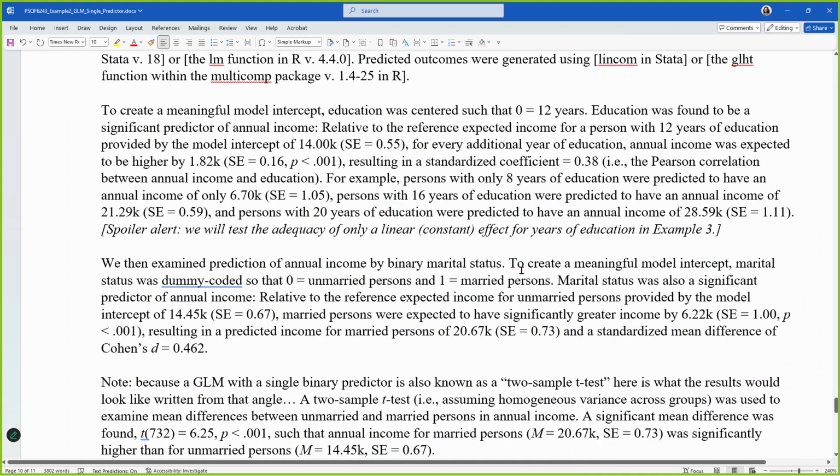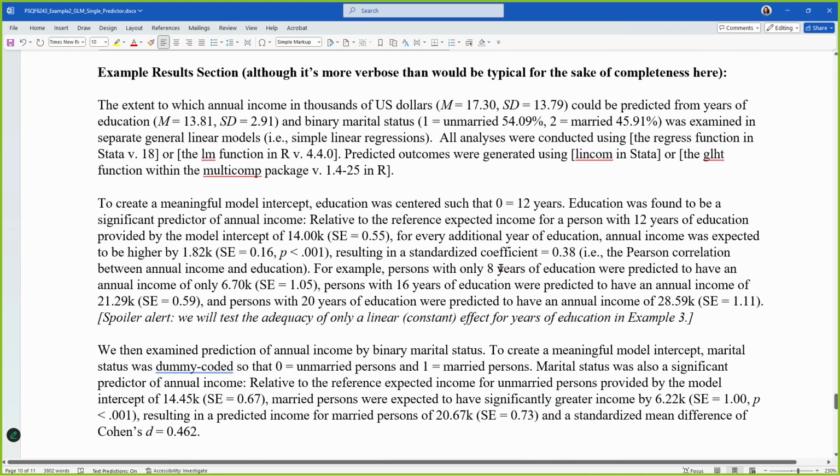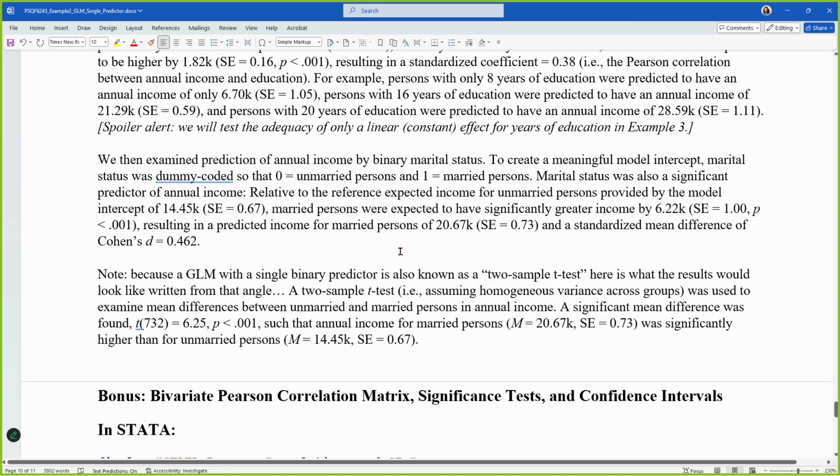And here is what a write-up would look like for these analyses. I'm writing it up from the perspective of a general linear model, but at the very end, I have what it would look like if you reported it as a 2-sample t-test instead.